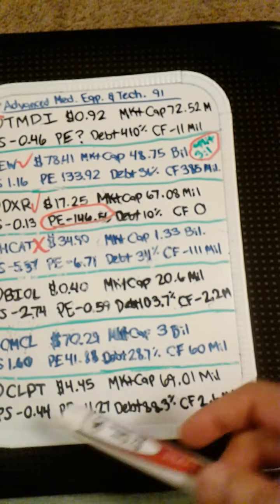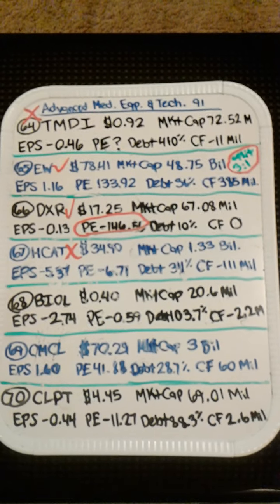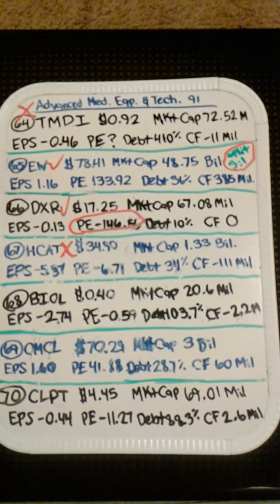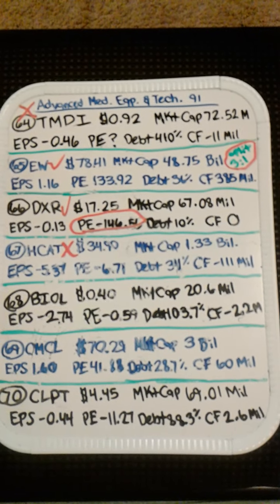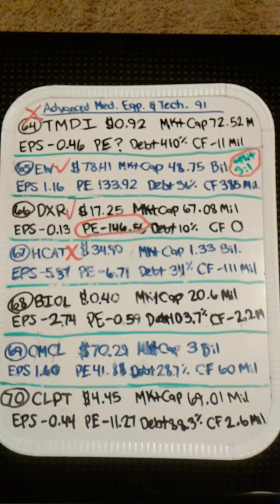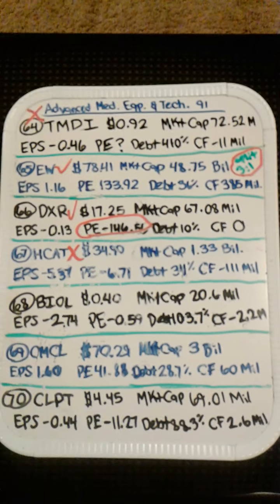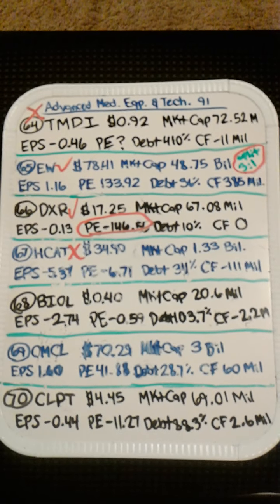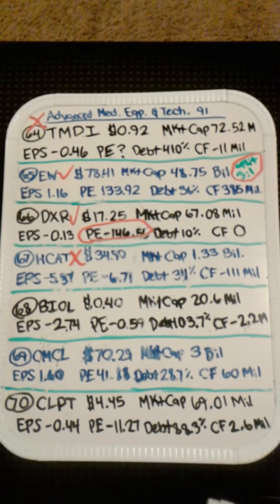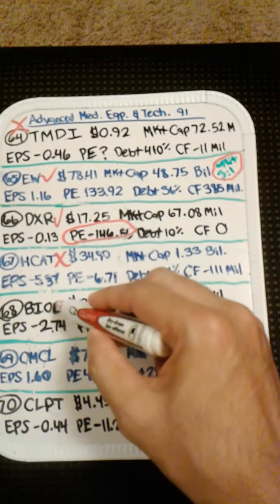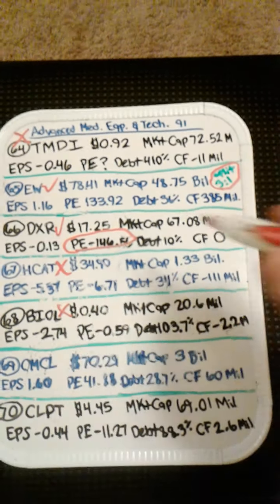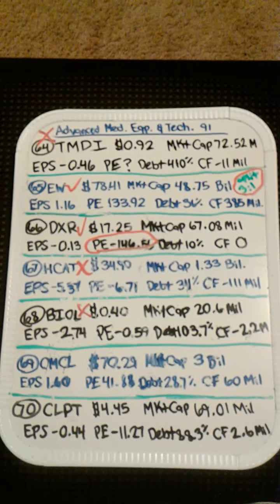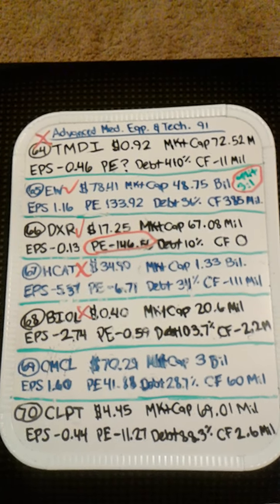So next up is BIOL, 40 cents. Just with the price alone, no, I don't like it. Market cap is at 20.6 million. Earnings are negative 2.74. PE ratio is negative 0.59. Debt is at 103.7. Cash flow negative 2.2. I'm going to say no to this one. Not watch listed.